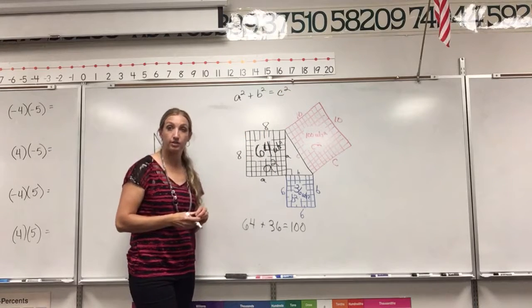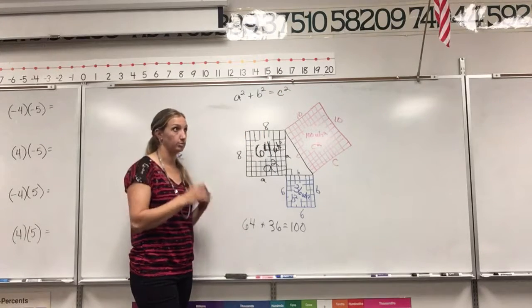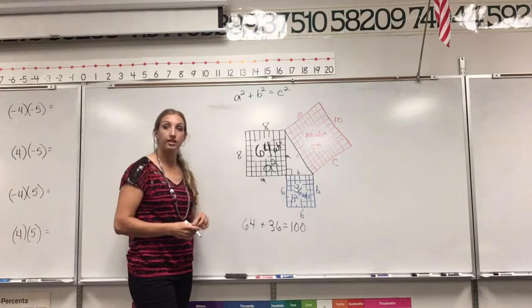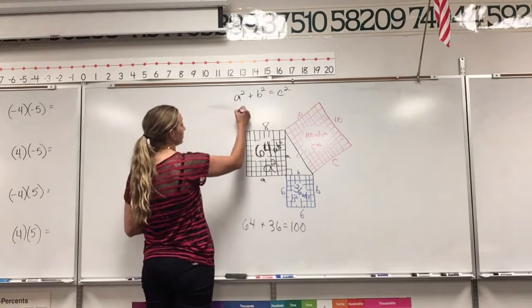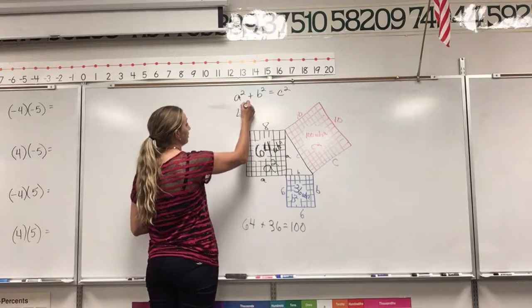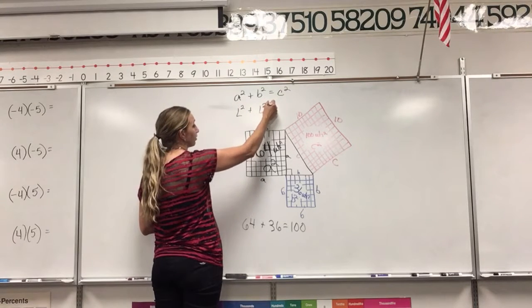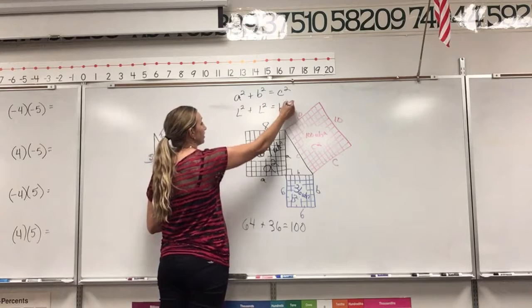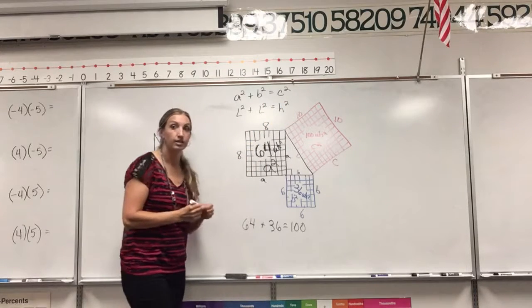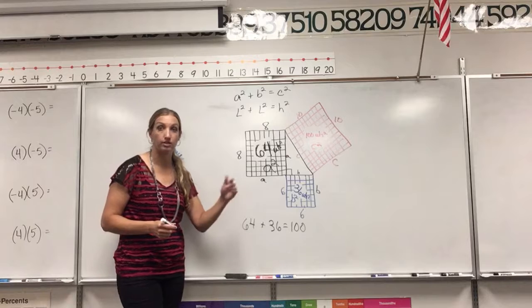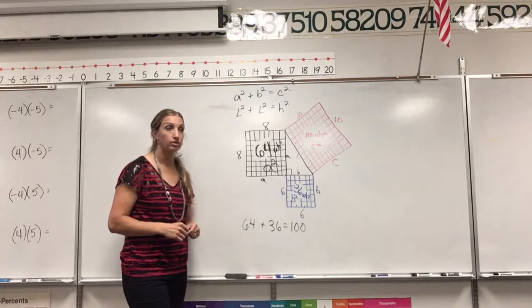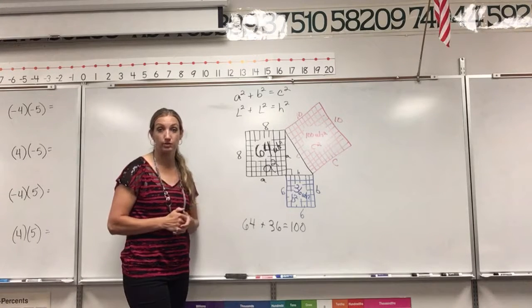I have some 8th graders that would prefer, instead of a squared plus b squared equals c squared, to think of it as, well, when I take one leg, so I'll use L, and square it, and add it to the other leg squared, that's going to give me the hypotenuse squared. Leg squared plus the other leg squared equals hypotenuse squared, or a squared plus b squared equals c squared.